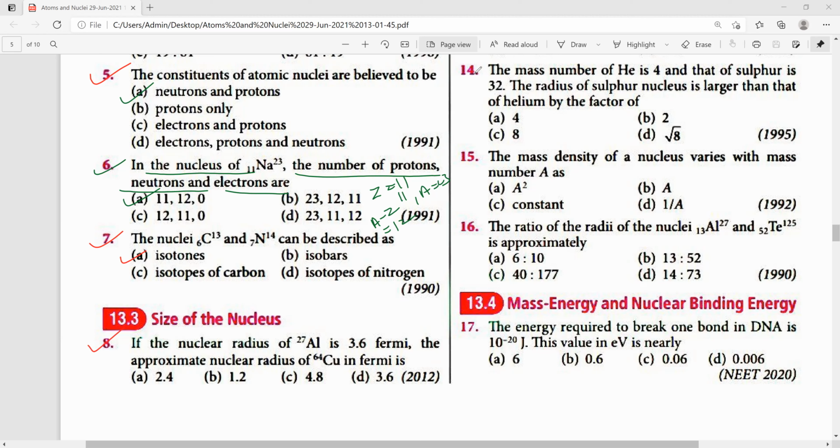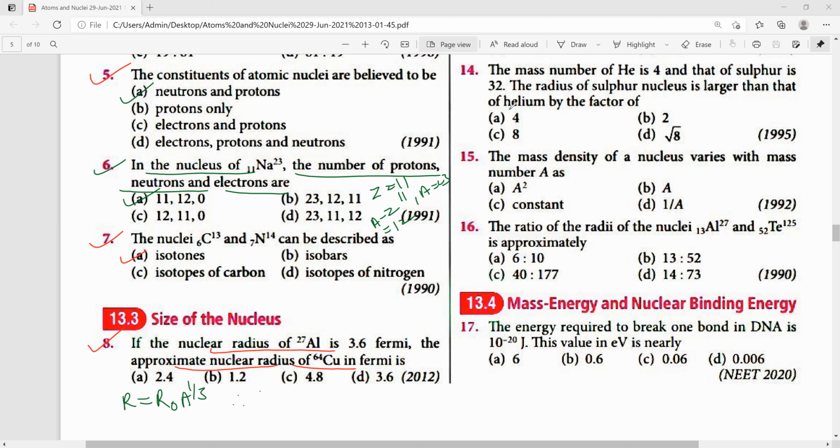Next, 8th one. If the nuclear radius of aluminum is 3.6 Fermi, the approximate nuclear radius of copper in Fermi is 2.4, 1.2, 4.8 or 3.6. They have given 4 options and we have to choose the right answer. Nuclear radius is given by the formula R equal to R naught A to the power of 1 by 3, where R naught is a constant and A is the mass number.